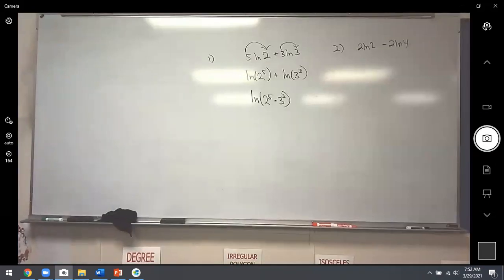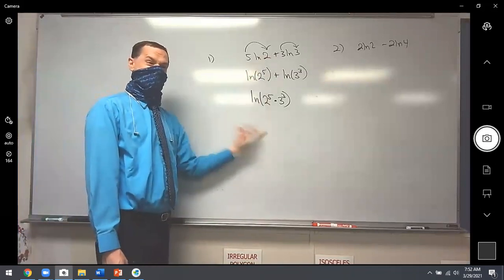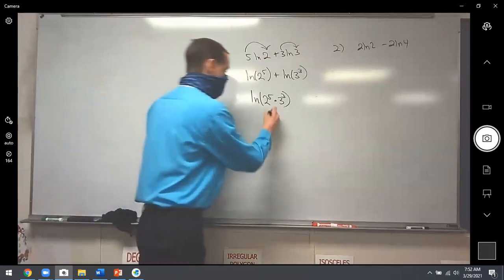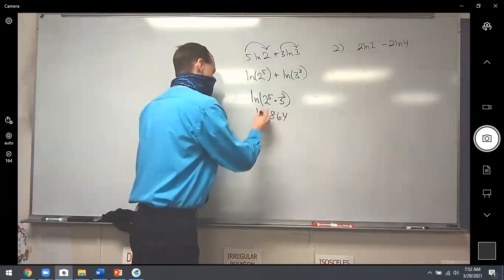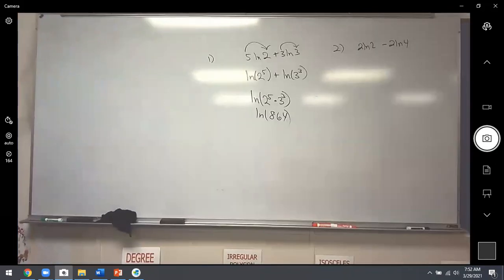And then you can probably get your calculator out and figure out what 2 to the 5th times 3 to the 3rd is. The whole point of this is to get log of one thing. I'm not too concerned about what 2 to the 5th times 3 to the 3rd is. We could figure it out if we wanted to, but the point is to get it into a single log. Anybody got that number? It's probably huge. 864. Thank you much. So natural log of 864 is the answer to this particular problem. And that's it. Any questions over those two steps?